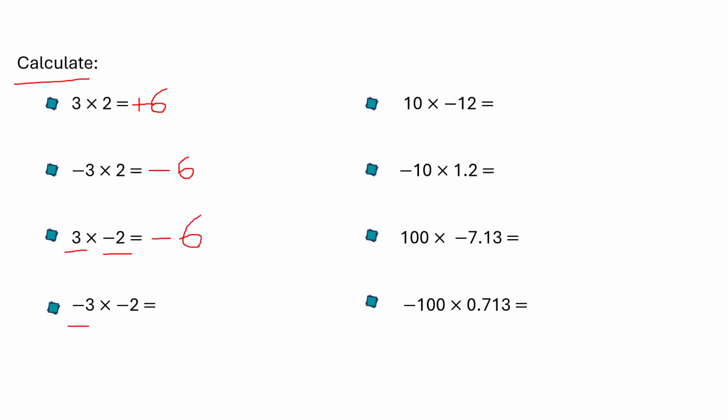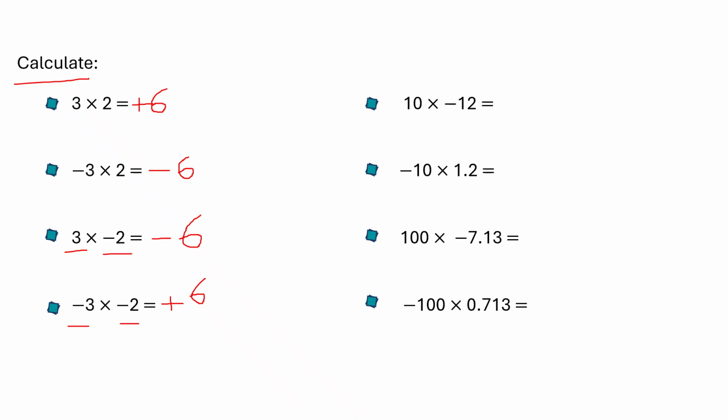Finally, we have minus 3 times minus 2. Here, the signs are the same and I'm multiplying, so it'll be positive 6, okay? So the way to remember this is that when the signs are different and I'm multiplying or dividing, it's a negative, a minus sign. When the signs are the same, and I'm multiplying or dividing, the sign of the answer is going to be positive. So 2 negatives multiply to make a positive, and 2 negatives divide to make a positive.